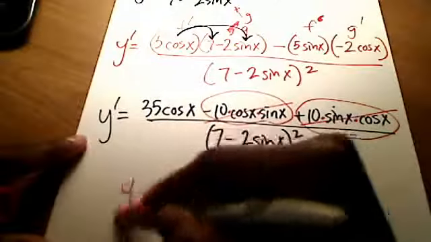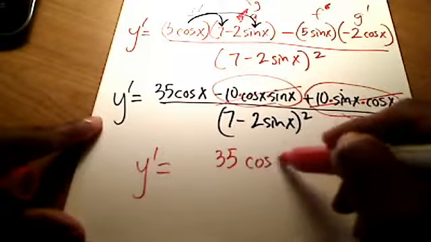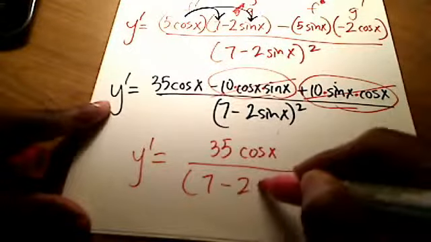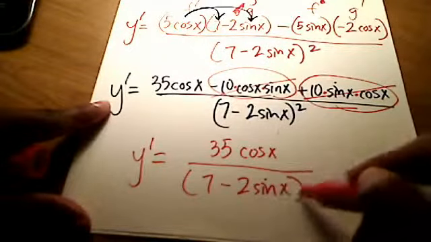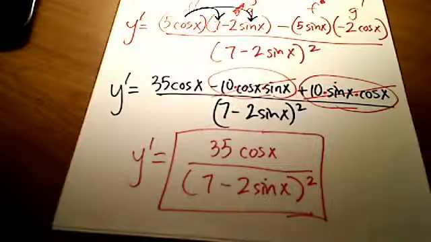My final answer is the numerator has 35 cosine x, and my denominator is quantity 7 minus 2 sine x squared. There you go. Hope that helps.